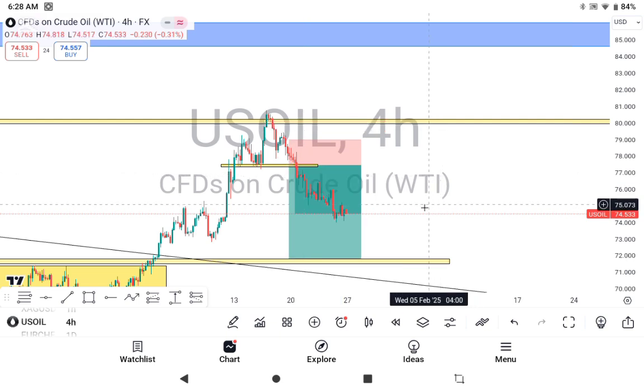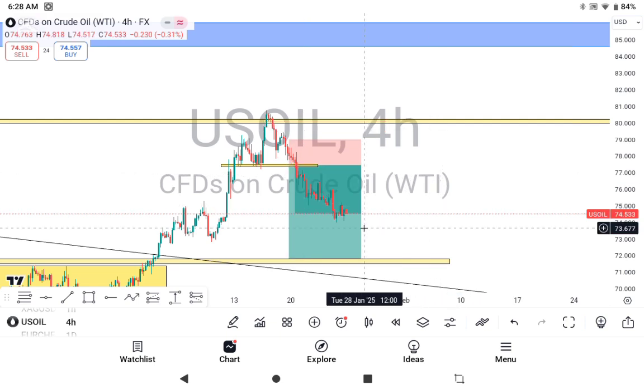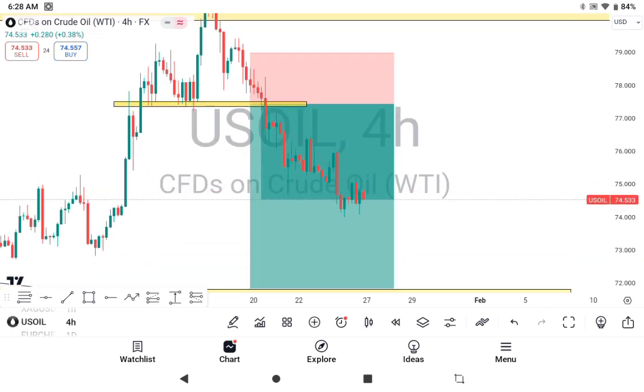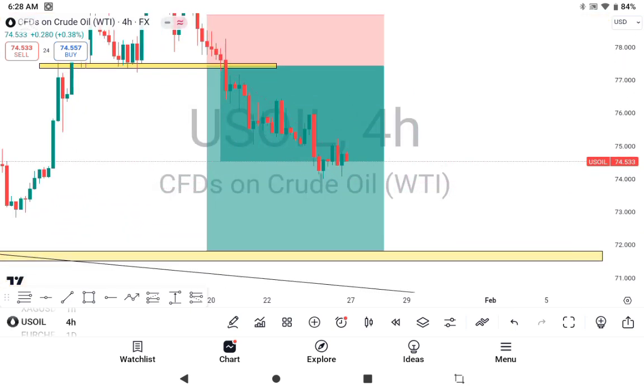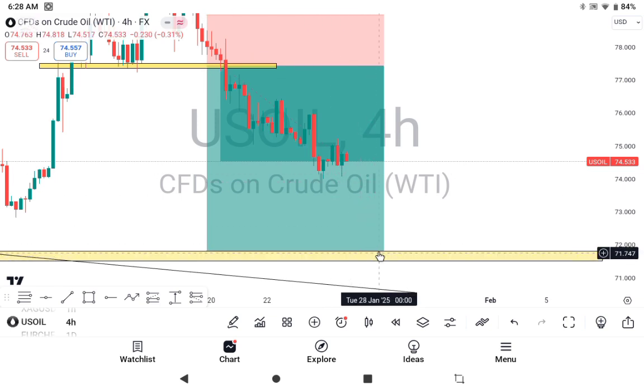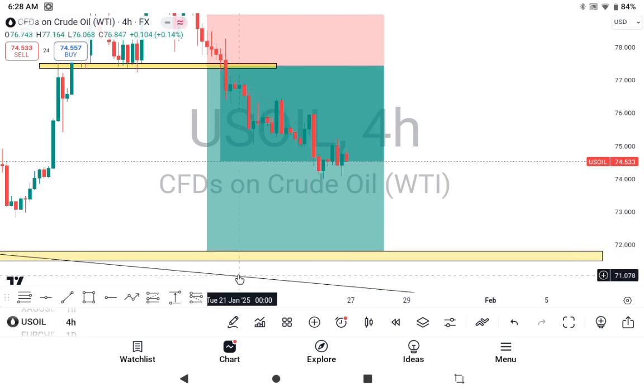Now, how can we join this? How can we join this US oil price to this side again, to this yellow bar right here, because price is still coming down here? So how can we join this trade again? Let's scale down to the 1 hour time frame to see how we can join the trade for another position.